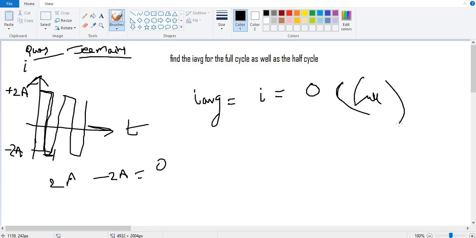Now we'll see what happened for the half cycle. For half cycle it will come till here only. So for I average for half cycle, how much will it be? It will be 2 ampere for half. Hope this much you have understood. I don't think any doubt is there. Then we will go ahead.